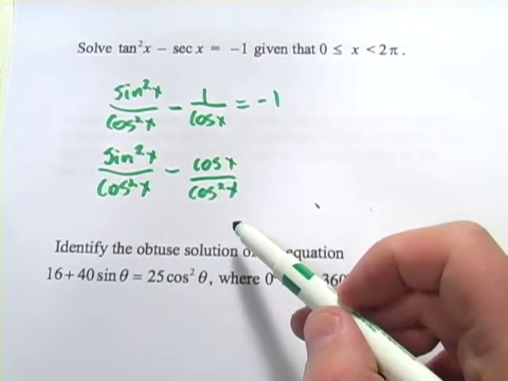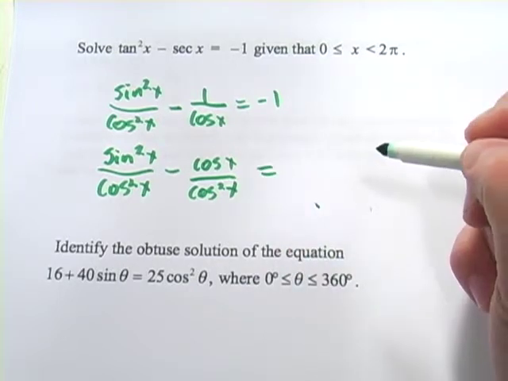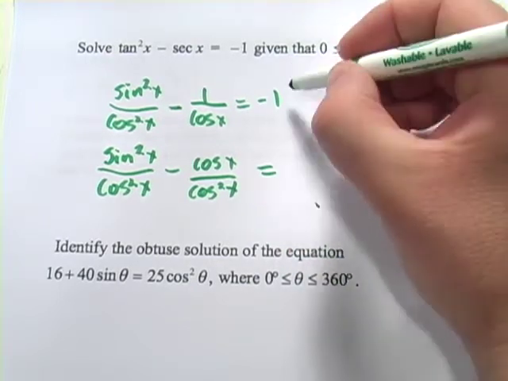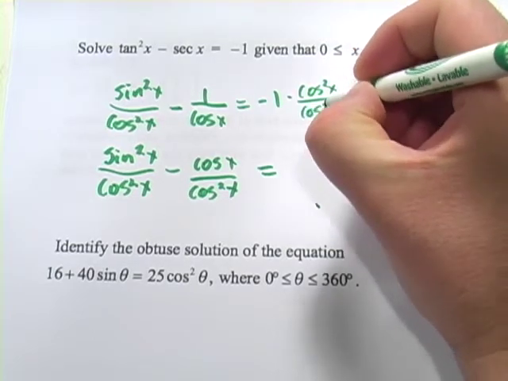Now I've got cosine squared x for a common denominator. And then over here, I think I want to do the same thing, so I'm actually going to multiply this one by cosine squared x over cosine squared x.